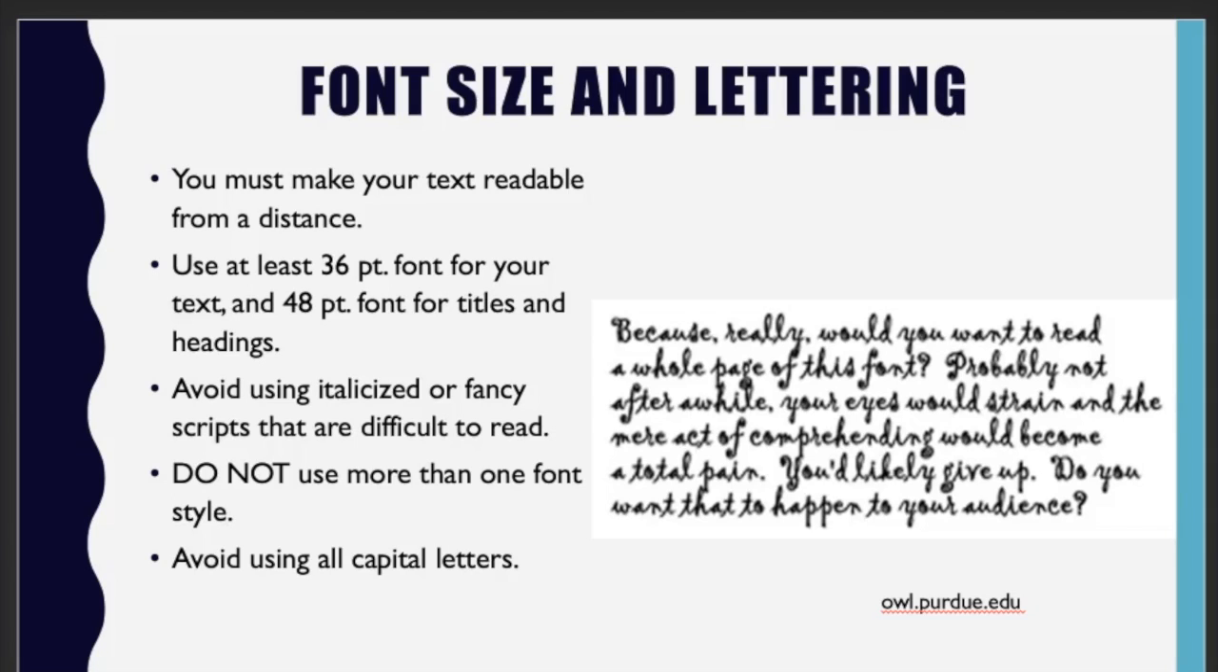So you should use at least 36-point font for your text and 48-point font for titles and headings. This might work out a little bit differently when you actually start to get to formatting, but just make sure that your text isn't super, super tiny. Like the example to the right, it's really, really stressful on the eyes to read that. So you really want to avoid using fancy scripts and text that are difficult to read. And do not use more than one font style.